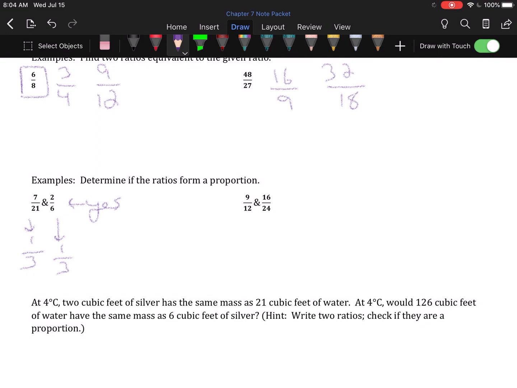On the next example, 9/12. Those both divide by 3, so that's really 3/4 in disguise. 16/24, I can divide both of those by 8. 16 divided by 8 is 2. 24 divided by 8 is 3. Those two fractions don't simplify, and they're not the same. So this does not form a proportion because these two things aren't equal to each other. The first one was a proportion because they were equal.